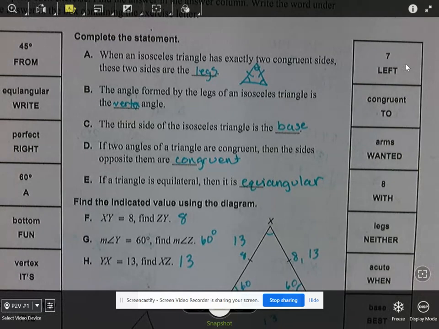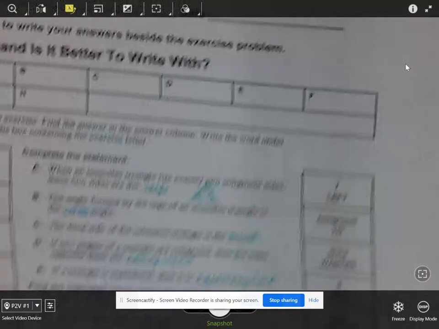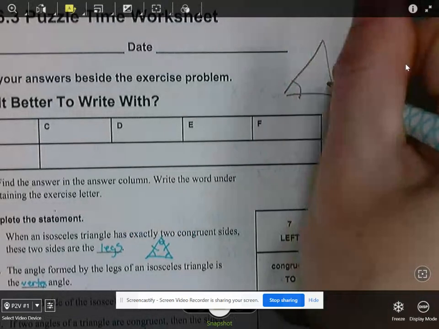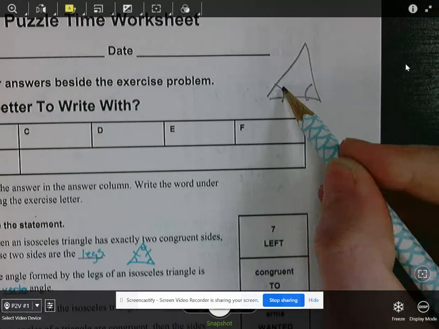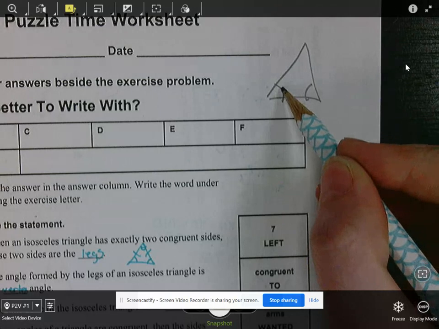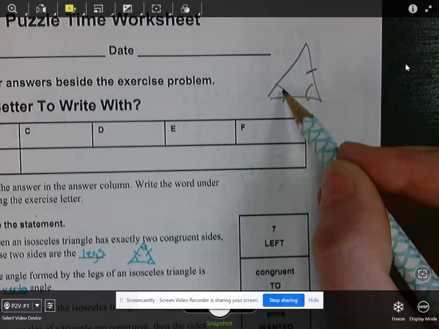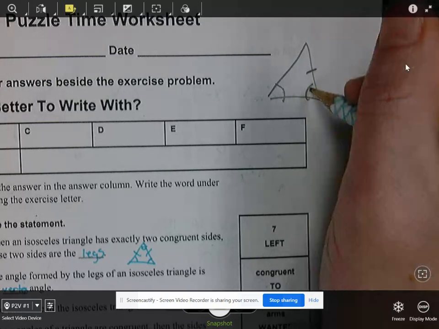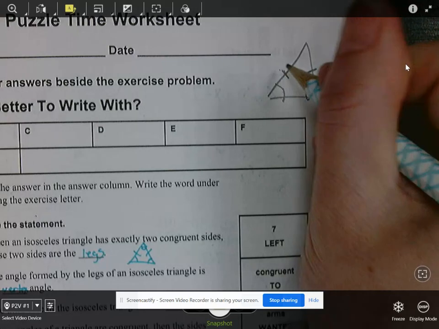If 2 angles of a triangle are congruent, then the 2 sides opposite them are congruent. You need to know what opposite means. If I have these 2 angles here in this triangle, the side opposite this angle is the side that's not touching this angle. So that would be this side here. This side is opposite this angle, and this side is opposite that angle. So that means they're congruent.